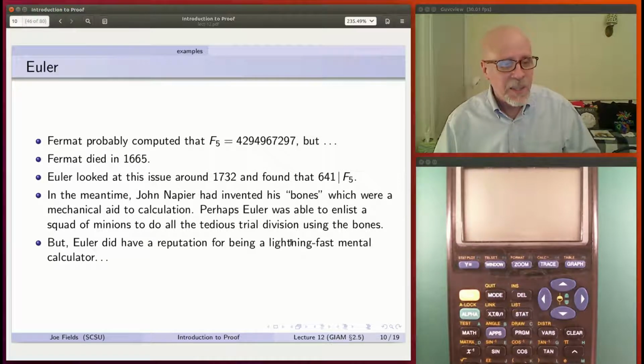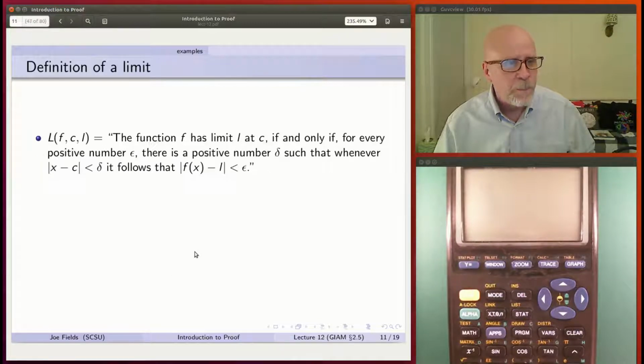But there is this other thing, that Euler had a reputation for being a lightning-fast mental calculator. So I don't know if he had minions or if he did it himself. And I guess no one ever will know. All right, that's enough about the Fermat numbers.